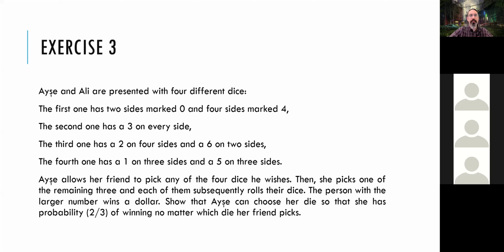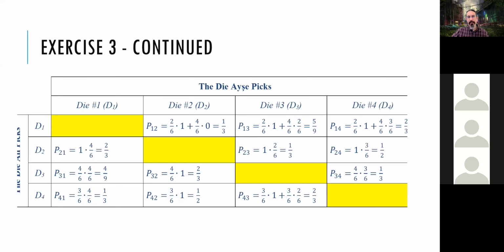We can just reverse this. If the first die has a probability of 1/3 of winning over the fourth die, then the fourth die has a probability of 2/3 of winning over the first die. So when we compare all of these dice together, which is, we have to make 6 comparisons, we get this matrix. Now, as you can see here, this is the die Ayşe picks, this is the die Ali picks, and these are Ayşe's winning probabilities.